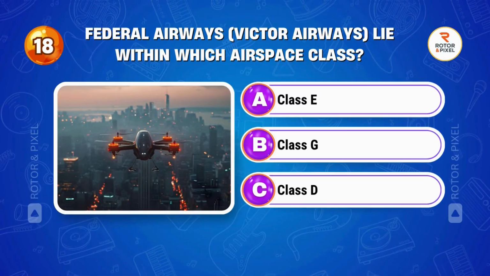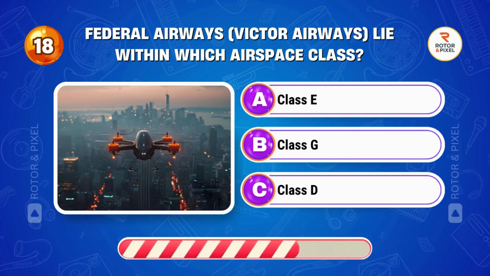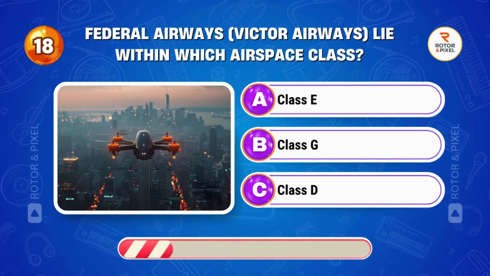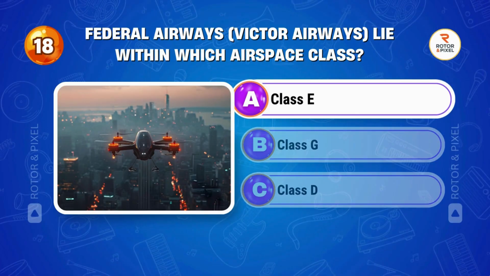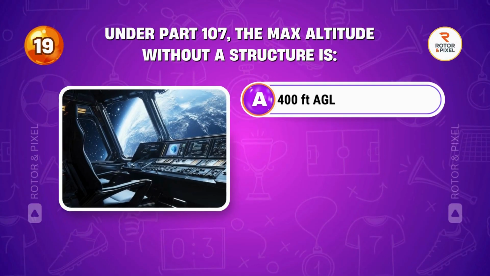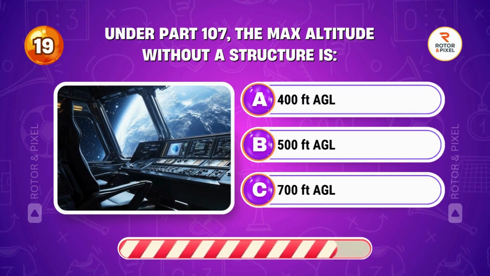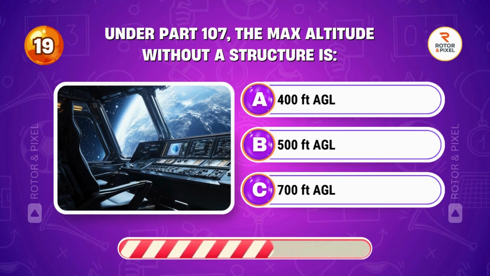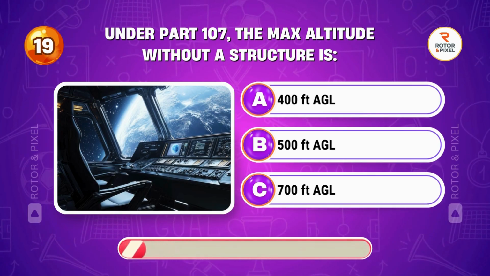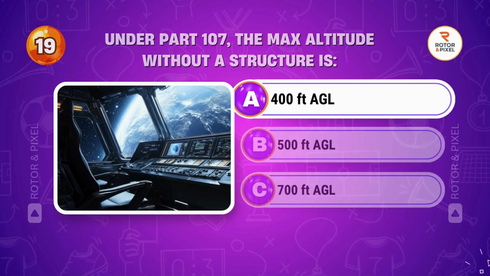Federal Airways, Victor Airways, lie within which airspace class? Answer A, Class E. Under Part 107, the max altitude without a structure is Answer A, 400 feet AGL.